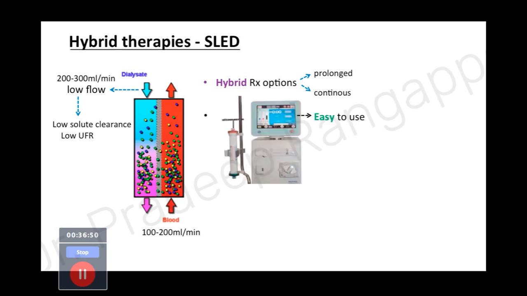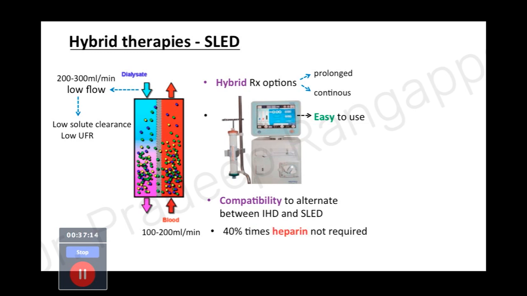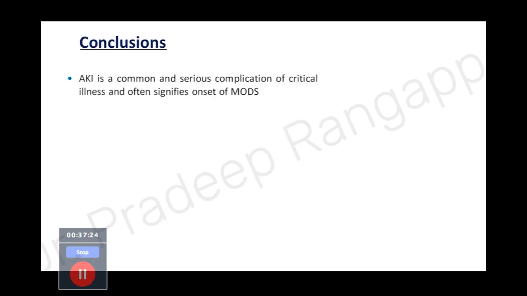And it is very easy to use because it has a touch screen, and it is very easy to adjust the flow rates. And as I said, it has the compatibility to alternate between intermittent hemodialysis and SLED. If the patient is hemodynamically very friendly, you can use it even as intermittent hemodialysis. Many of the units would be using SLED, which is a middle path between CRRT and intermittent hemodialysis. Another advantage of SLED is that the exposure to heparin is very less, and 40% of the times heparin may not be needed to maintain the viability of the circuit.